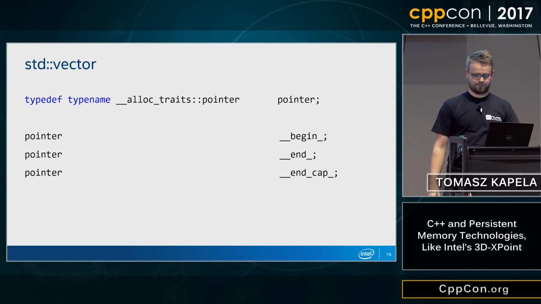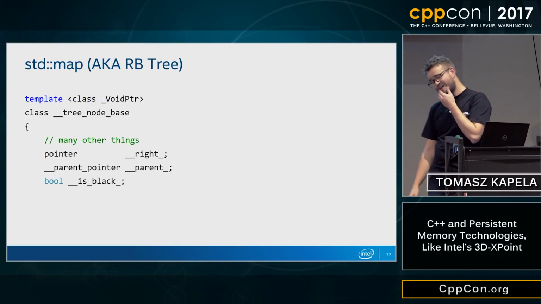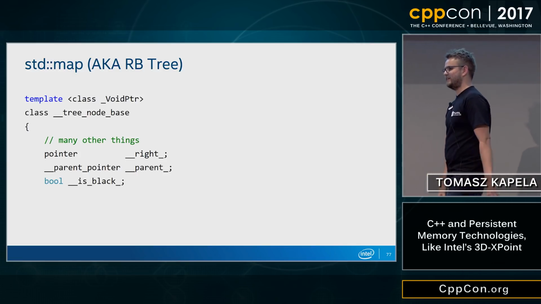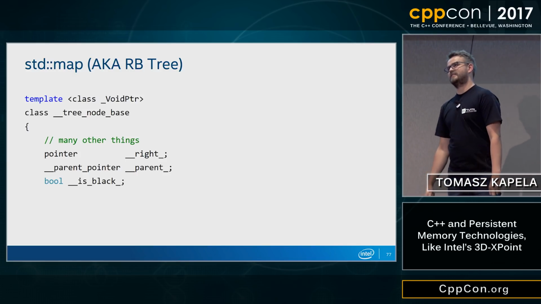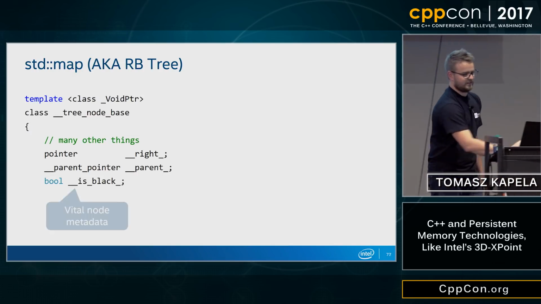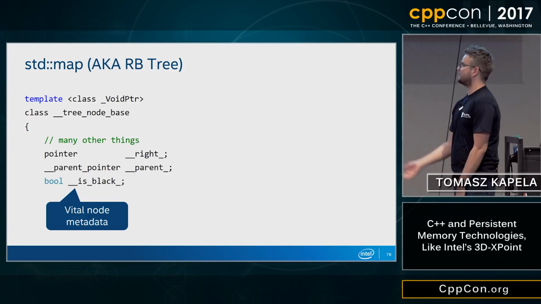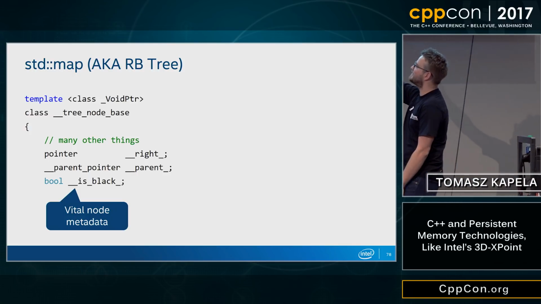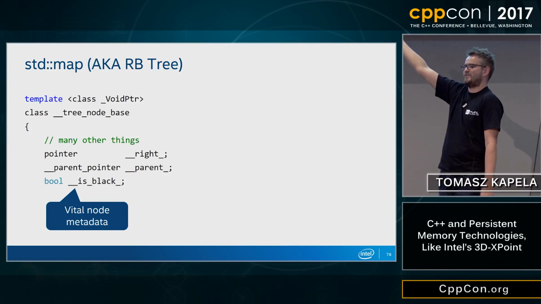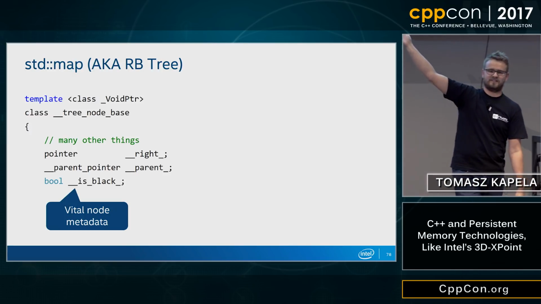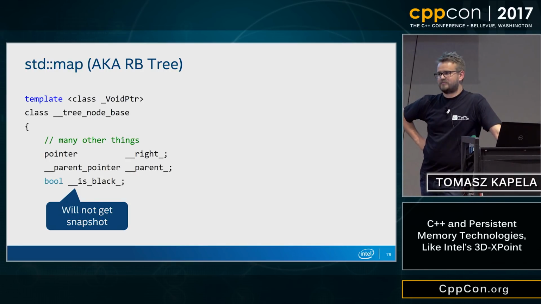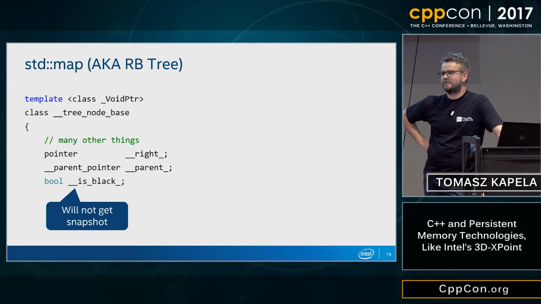It's a different matter with, for example, std map, which is actually a red-black tree, at least in libc++. The problem with this is that it has a member data, which is of type bool. And as we've seen in the example of the queue, bool does not know anything about persistent memory. It doesn't know that it has to snapshot its value in a transactional context. So this will not be snapshot, and it's a problem. It's a problem we need to solve.